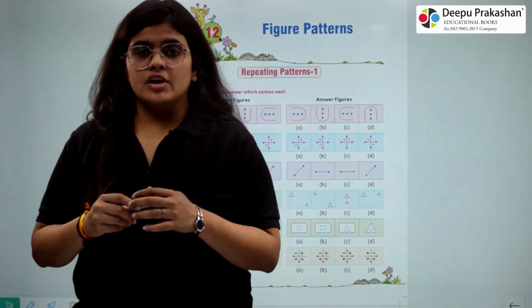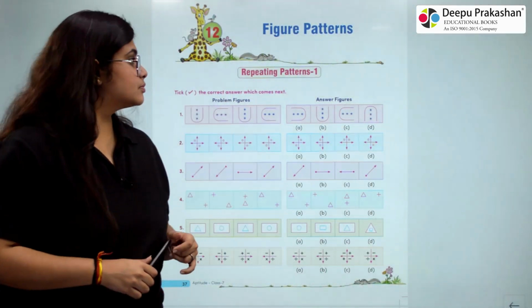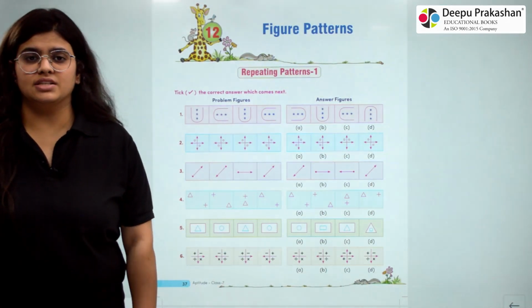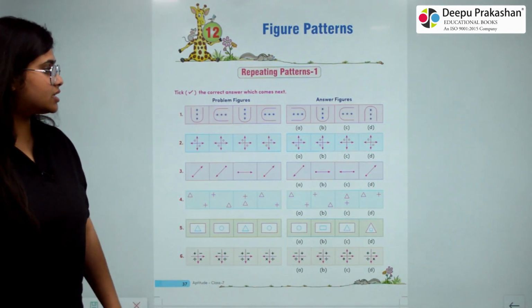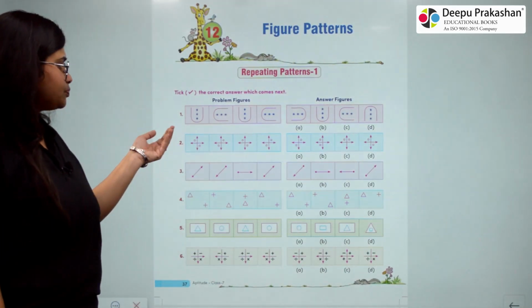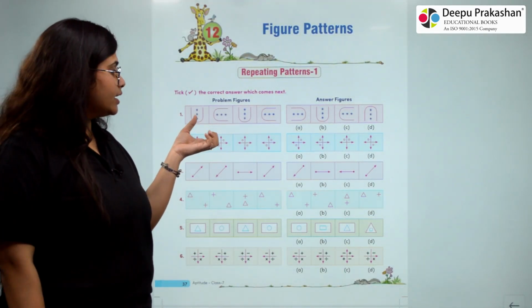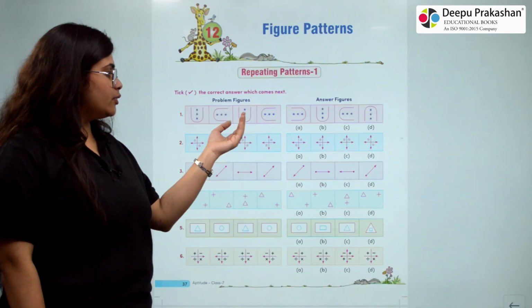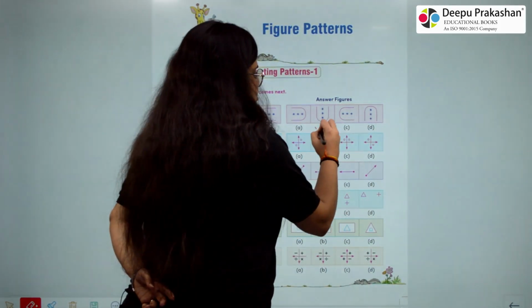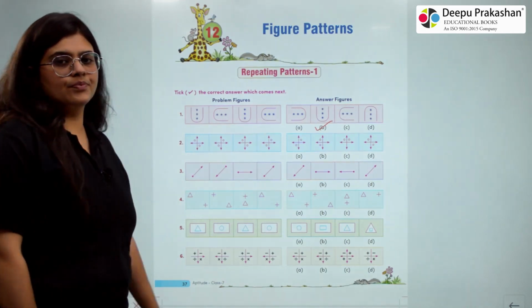Chapter 12. Figure patterns. Repeating pattern 1. Choose the correct answer which comes next. 1. We are given U, then horizontal one, then vertical, then horizontal. So the next one will be the vertical U, that is B.